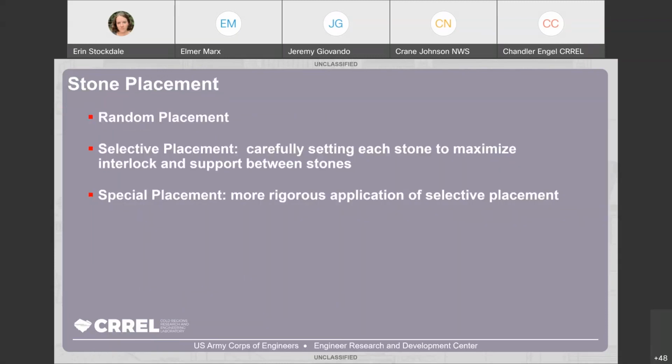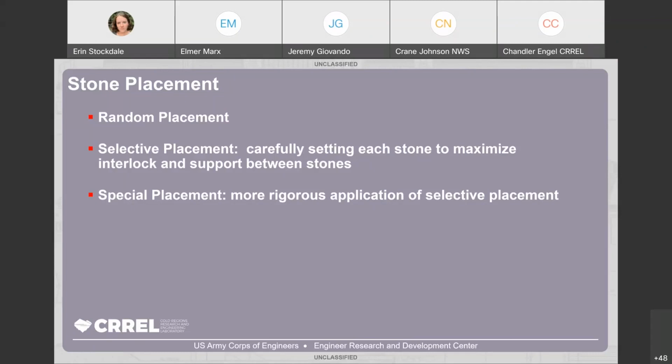So when people start doing the calculations for the stone size they need, their next question is, okay, well, how do we not increase our probability of failure, but still not have to get these D50s that are 6 or 7 feet in diameter? So what we tell them is that stone placement can be a criterion that will help with that. So there are essentially 3 different types of placement. You have random placement, selective placement, and special placement.